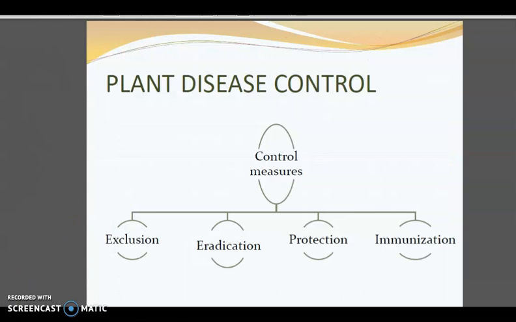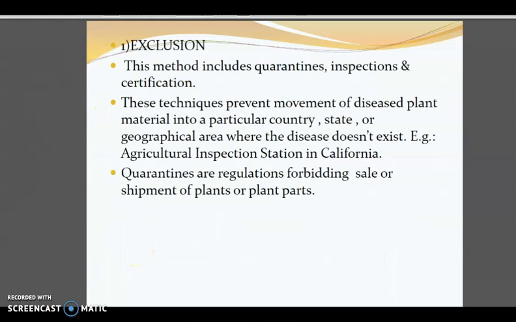Now let's see the control measures for plant disease, which are divided into exclusion, eradication, protection and immunization. So the first one is exclusion. This method includes quarantines, inspections and certification, to prevent movement of diseased plant material into a particular country, state or geographical area where the disease doesn't exist. Quarantines are regulations forbidding sale or shipment of plants or plant parts.